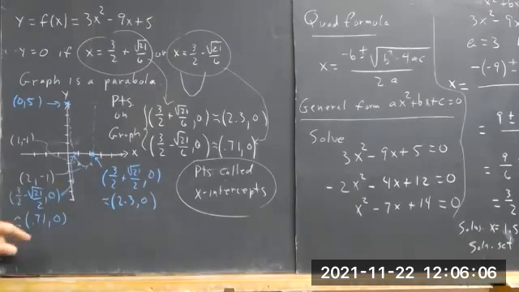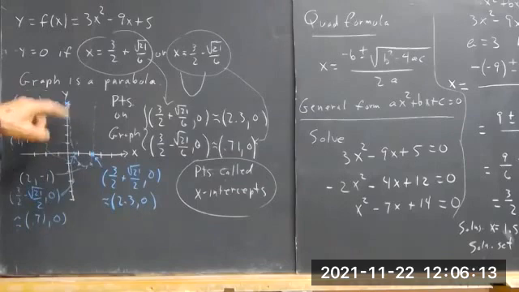Okay, so there we have it. So the quadratic formula tells us exactly what plotting 3 points would tell us.